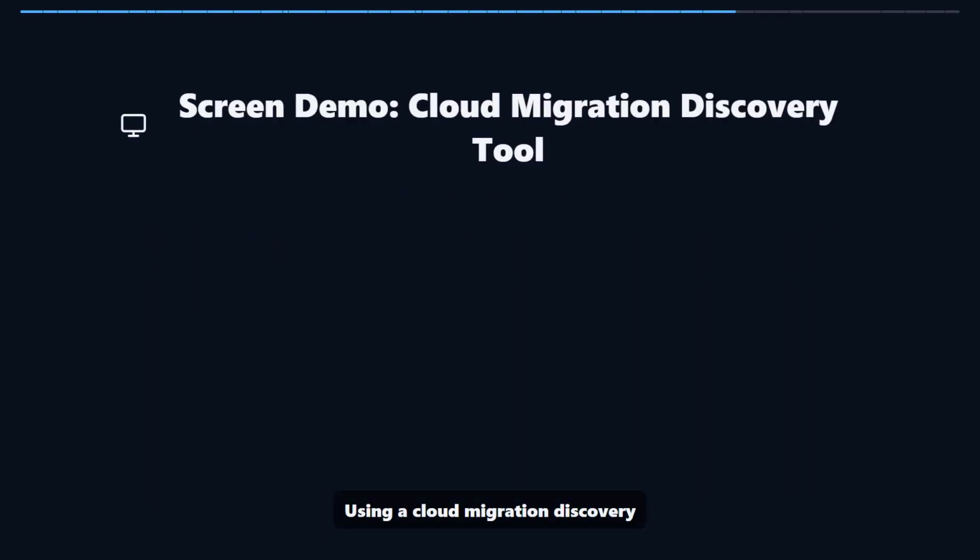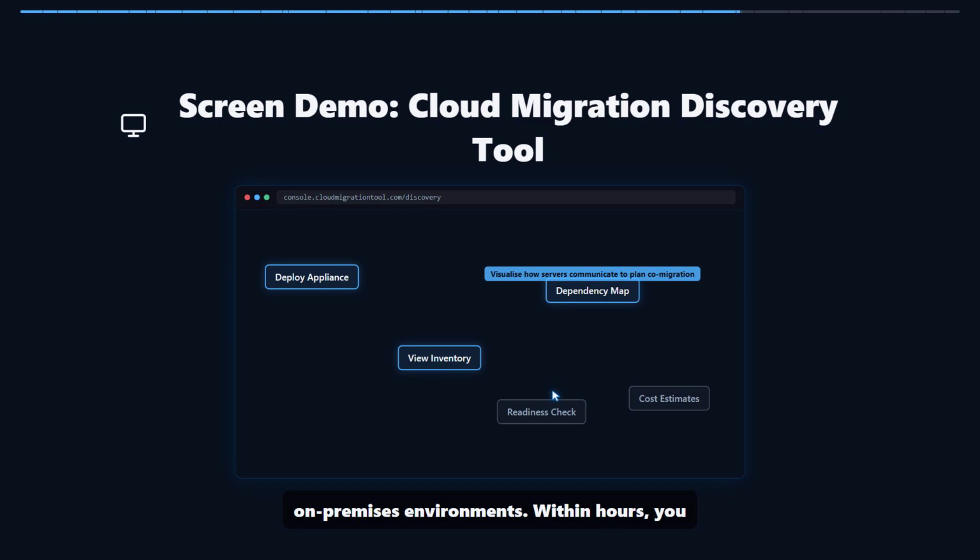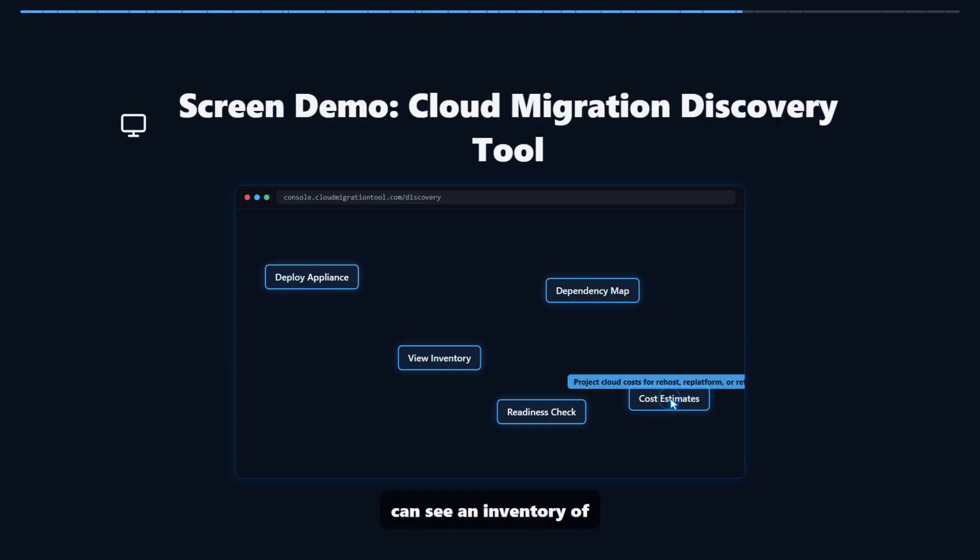Using a cloud migration discovery tool, you start by deploying a discovery appliance to scan on-premises environments. Within hours, you can see an inventory of servers with basic configurations. Dependency mapping visualizes communication paths between servers, helping you decide which move together. The tool provides migration readiness insights and cost estimates to guide your strategy.